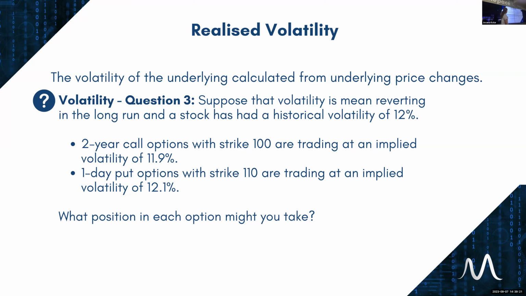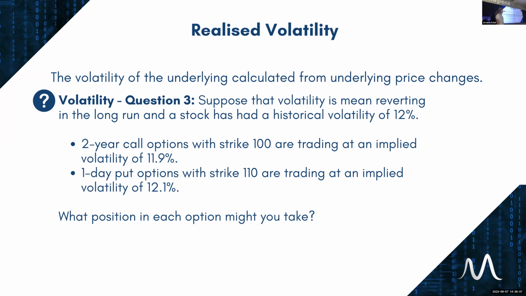Firstly, let's see this one. You have a 2-year call option. So 2 years is very long. And it's trading with implied volatility of 11.9%. Would you trade this if you're expecting that volatility is going to be 12% in the long run? Who thinks yes? Okay, we have a trader that thinks yes, and he's correct.